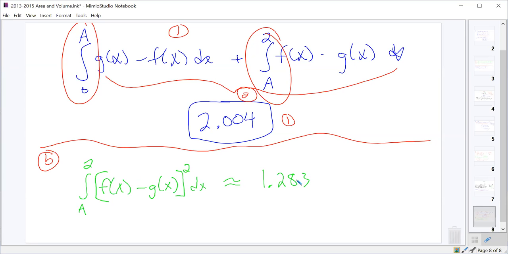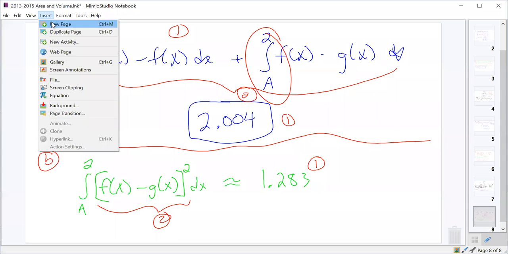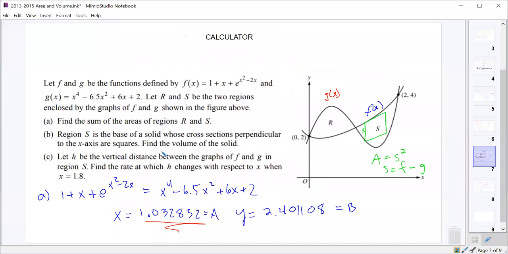Everybody good there with that one? And this was 3 points here. That was really generous of them there. 3 points, 2 for this, and 1 for the answer. Any questions on part B? All right, and part C.